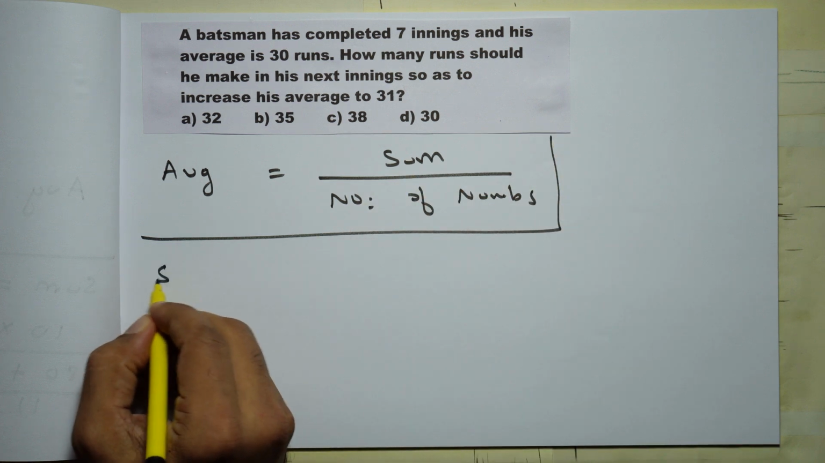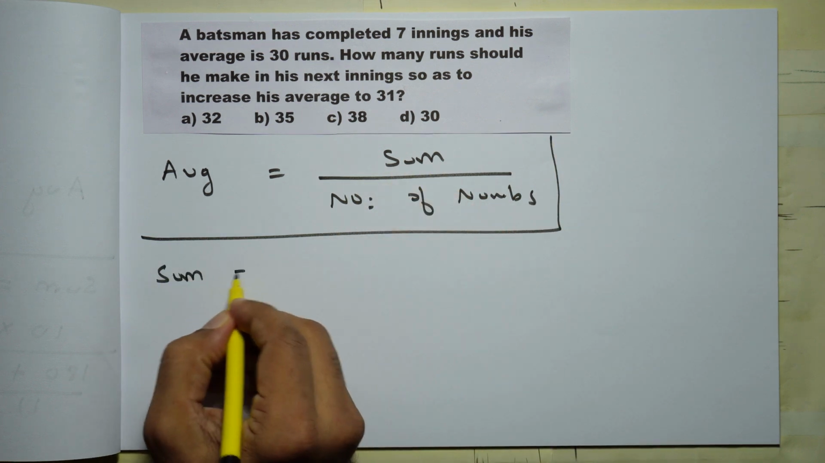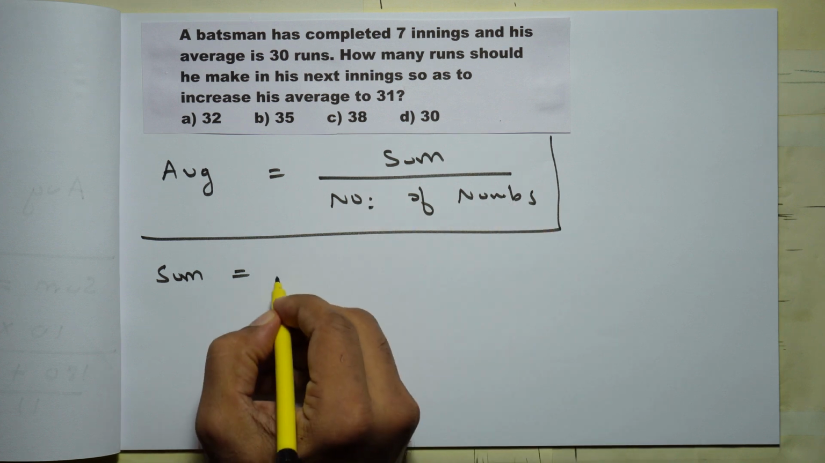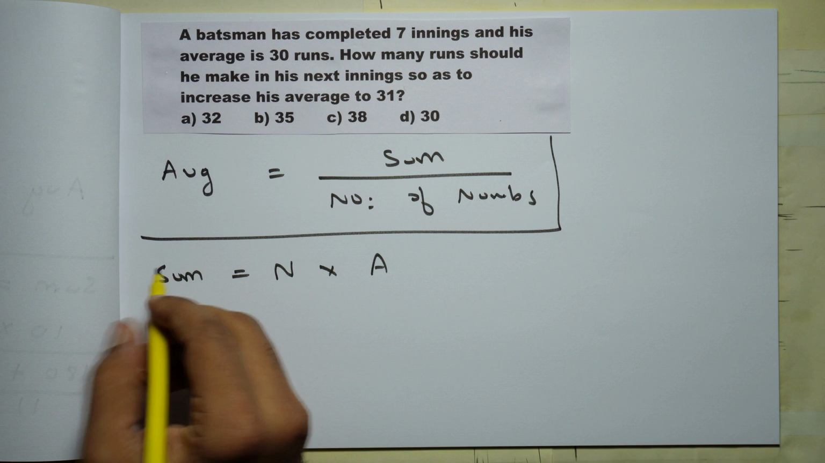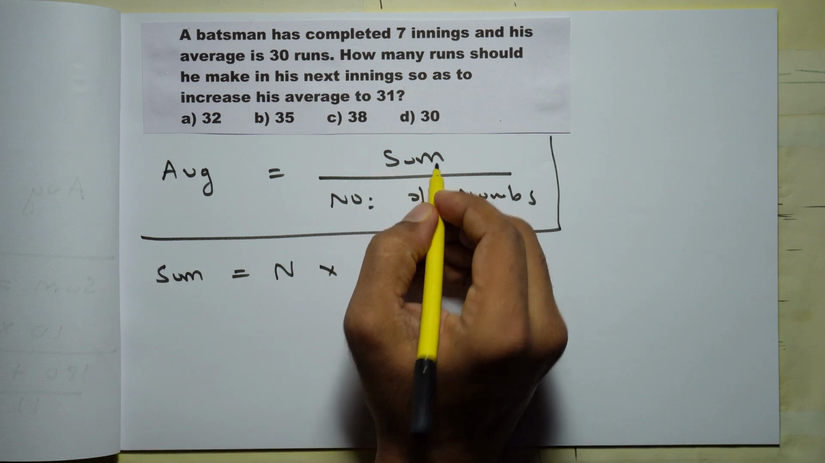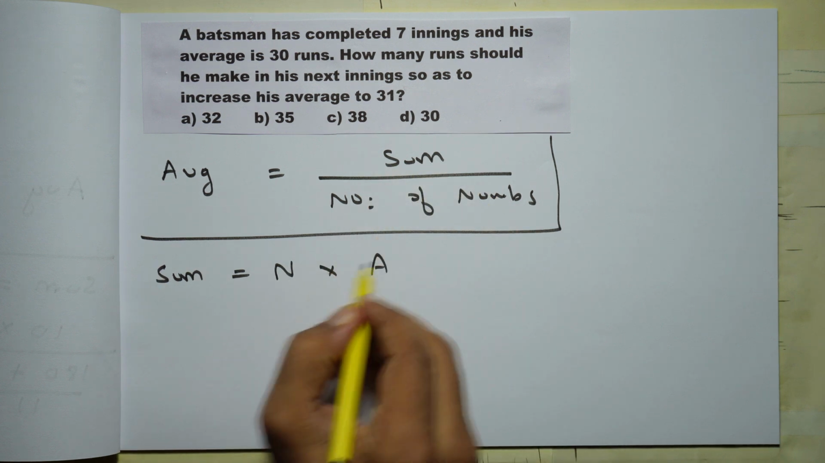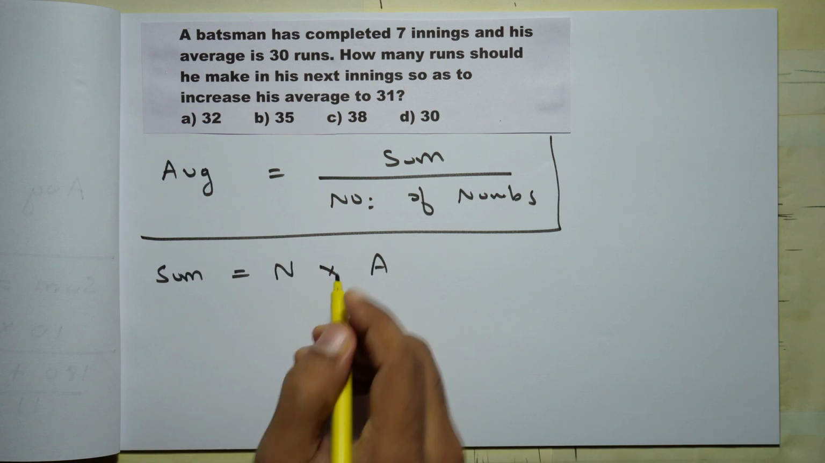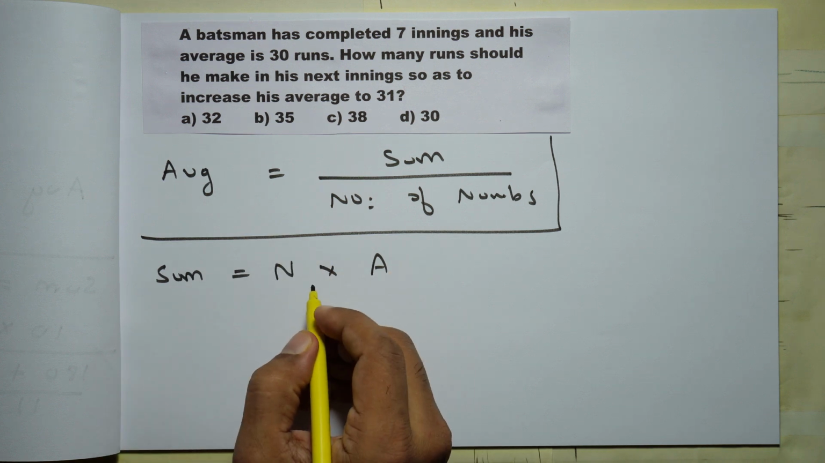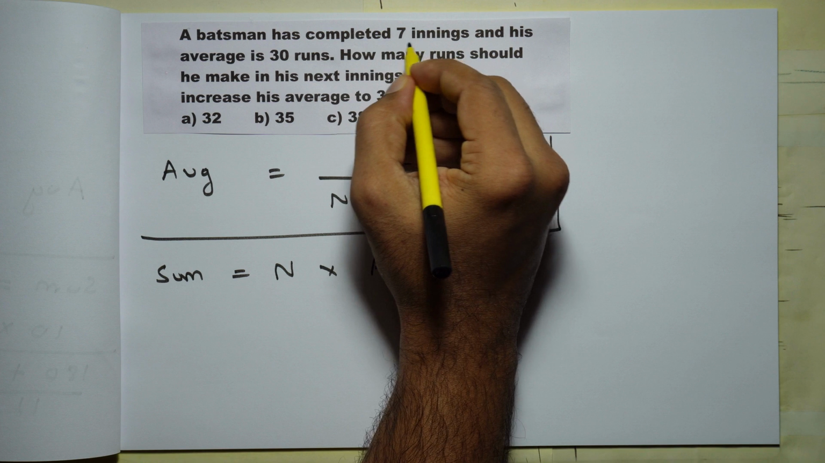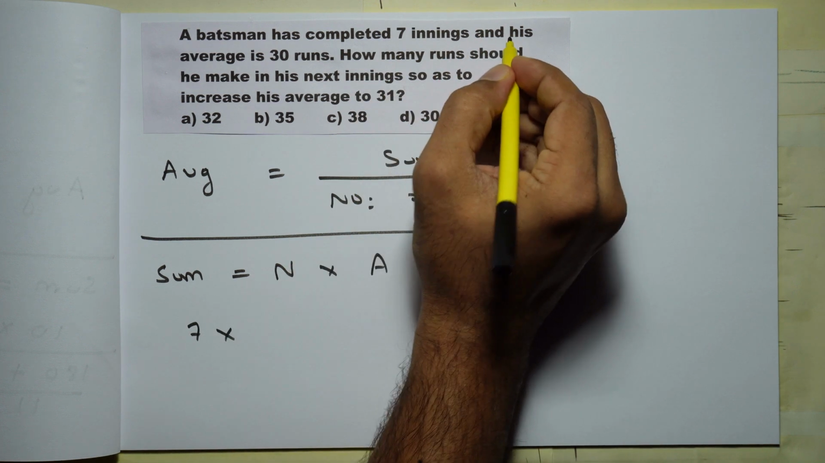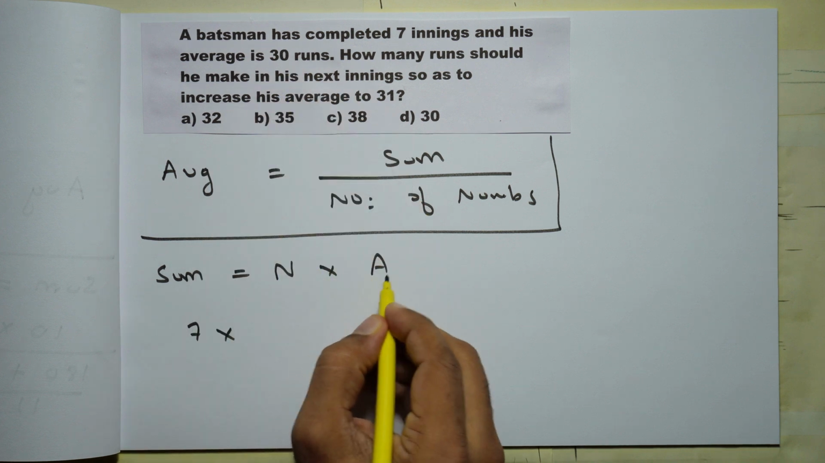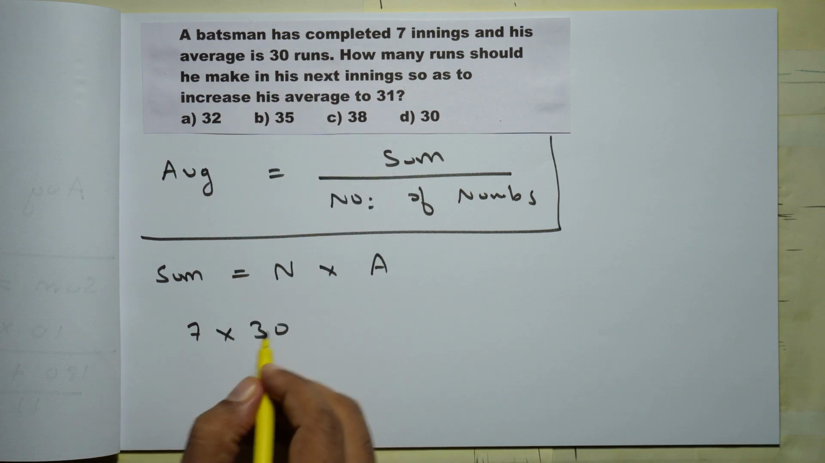From this you will get their total sum is equal to the number of numbers, I'll just write it as n, into their average a. So the total sum of all the numbers is obtained as number of numbers n into their average a. So initially he has played 7 innings, so the number of innings is 7 into their average, which is 30. This gives you the total sum.